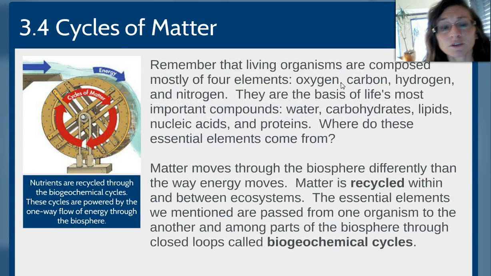All right, last section we're going to briefly talk about is 3-4, cycles of matter. We kind of have to go back and remember that all living things are composed of mostly 4 elements: oxygen, carbon, hydrogen, and nitrogen. This was everybody's favorite chapter, chapter 2, biochemistry. We learned about carbohydrates, lipids, nucleic acids, and proteins. But where did all these essential elements actually come from?